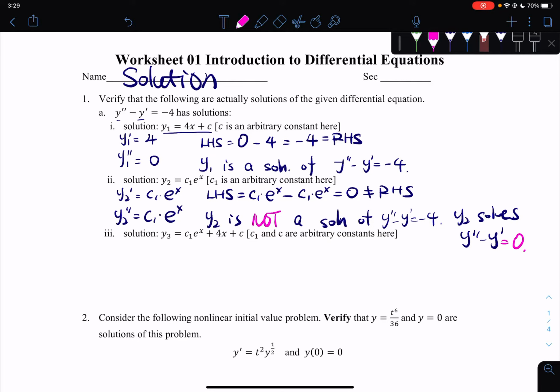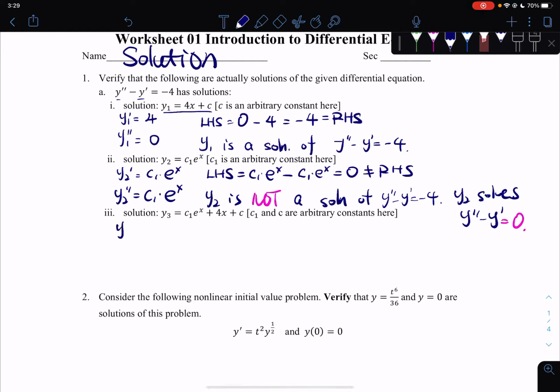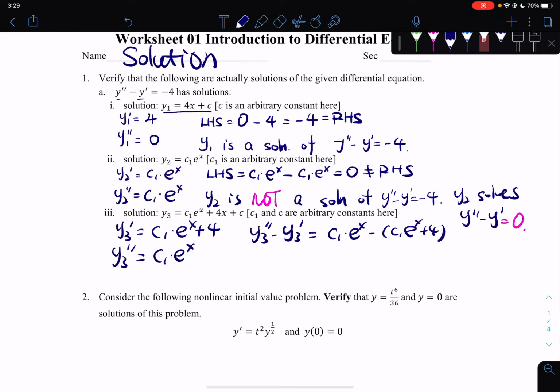Okay, that's something pretty interesting. And let's look at the third case. I have y3 prime, which is c1 e to the x plus 4, and y3 double prime, which is c1 e to the x. Therefore, y3 double prime minus y3 prime is c1 e to the x minus c1 e to the x plus 4. So there's a cancellation. You end up with -4, which is your left-hand side, the same as my right-hand side. So y3 is a solution of the differential equation given in that structure.